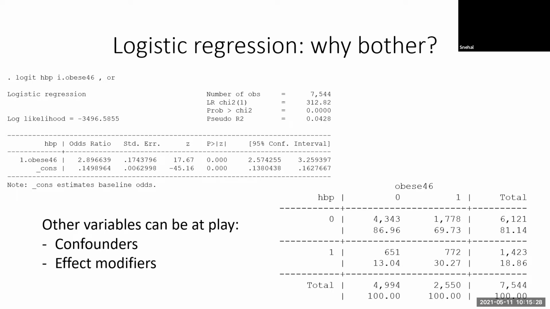One is, for example, confounders could be affecting the relationships. So, for example, socioeconomic position can affect whether you're obese, and socioeconomic position can also affect whether you have high blood pressure. So it could be a confounder. And you can adjust for that confounder in a logistic regression, but you can't necessarily adjust for that confounder in a 2x2 table. Likewise, effect modifiers. You can deal with effect modifiers in a logistic regression, but you can't deal with effect modifiers in a 2x2 table. And that's why you need to bother with logistic regression rather than just a 2x2 table.